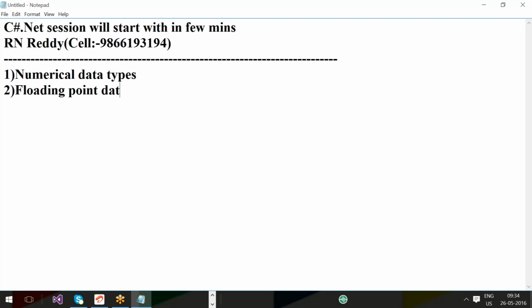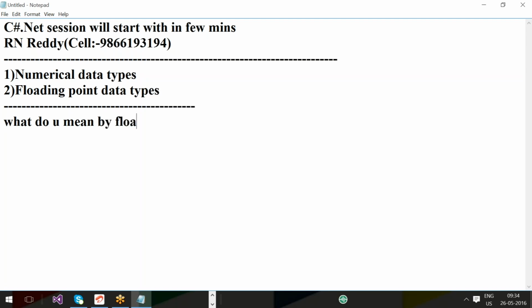Floating point data types. Here we have to understand what we mean by floating data. Last class we discussed numerical data types. Now we are going to discuss floating point data types.